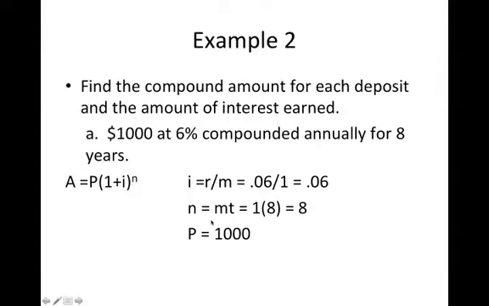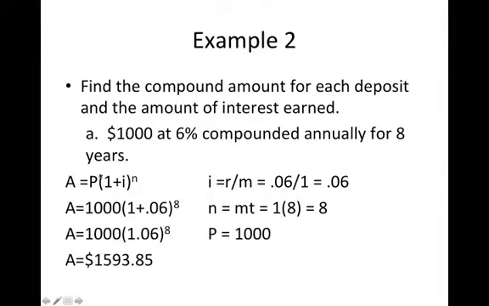So let's plug these values into our formula and we'll be able to calculate A. So A is equal to 1,000 times 1 plus 0.06 to the 8th power. Well, 1 plus 0.06 is 1.06 to the 8th power times 1,000 is $1,593.85. So now that's how much is in this account. Okay, this account where $1,000 was deposited.